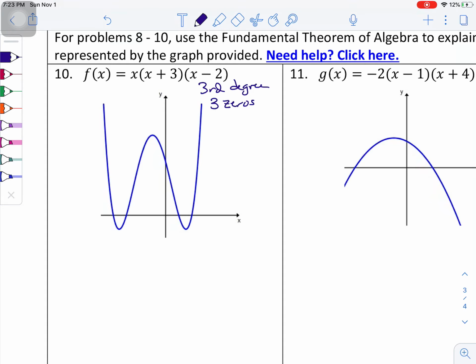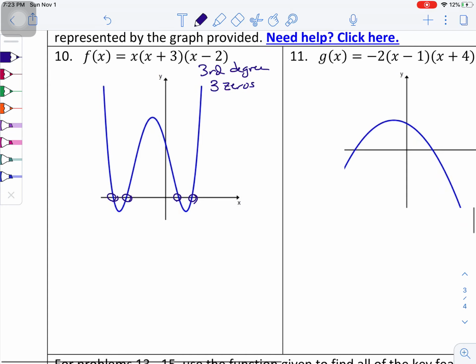All right. Now, 3 zeros mean that this graph, this f of x function, could only cross or touch the x-axis 3 times. So if I look at the graph that's been provided, we've got 1, 2, 3, 4 x-intercepts. So f of x could not represent the graph provided. All right. So the answer is no.